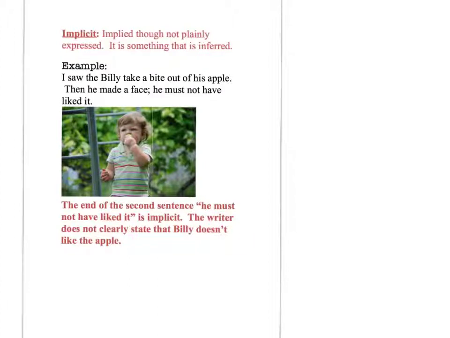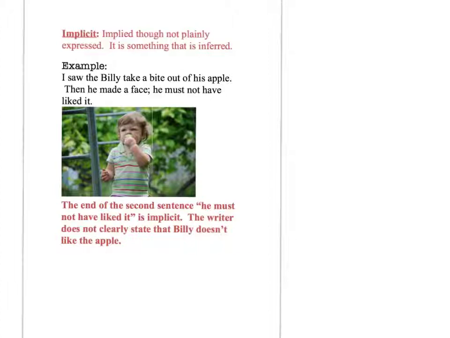So now we finish with our last vocabulary term, implicit. Implicit means implied thought not plainly expressed. It is something that is inferred. For example, I saw Billy take a bite out of his apple. Then he made a face. He must not have liked it.